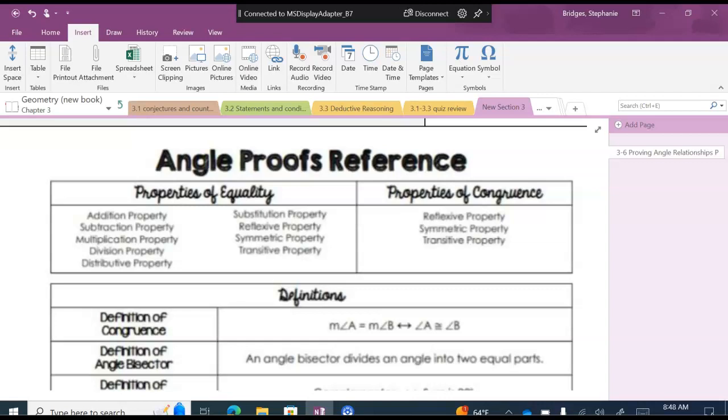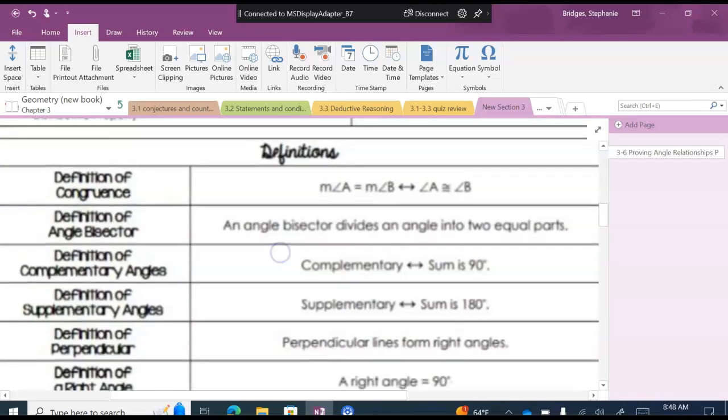And then you have your properties of congruence. You have your reflexive property, your symmetric property, and your transitive property. Those are the only three that can be used with congruence. Otherwise, if we don't have one of those, we'll have to go to equality to be able to use all of the other ones.